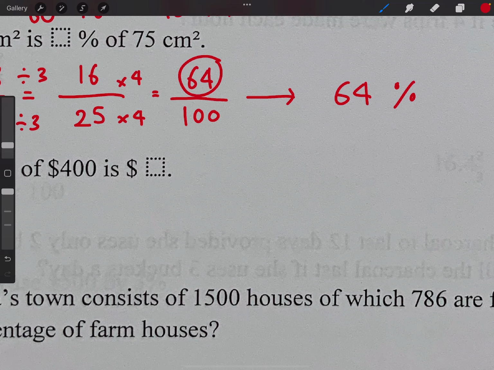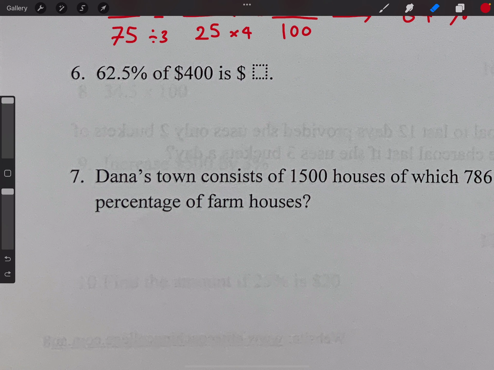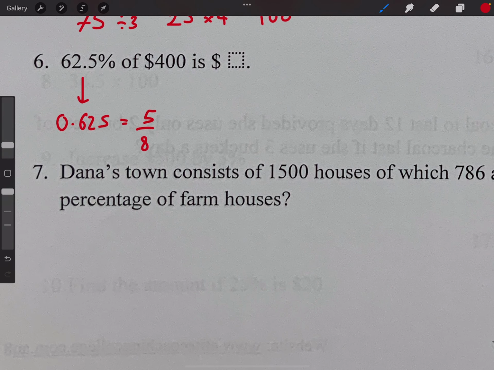62.5% of 400 is what amount? Okay, now 62.5, this looks familiar. Let me just double check. I believe it's 5 over 8. Let me just double check. 5 over 8, yes. 62.5% is the same as 0.625, which is 5 over 8. Now, not a lot of people remember that, so it's okay. I'll write it there for you.